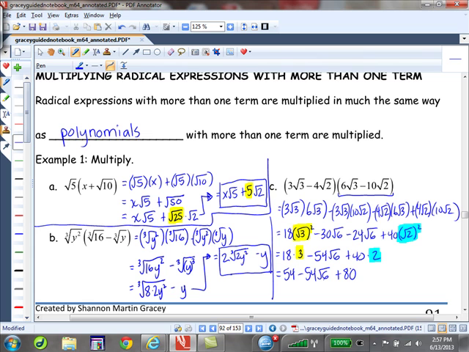Now be careful. You can't do the 54 minus 54 because in order to have like terms, you have to have a root 6. We can combine 54 plus 80 to get 134. And then we'll have minus 54 root 6 and we're all done.